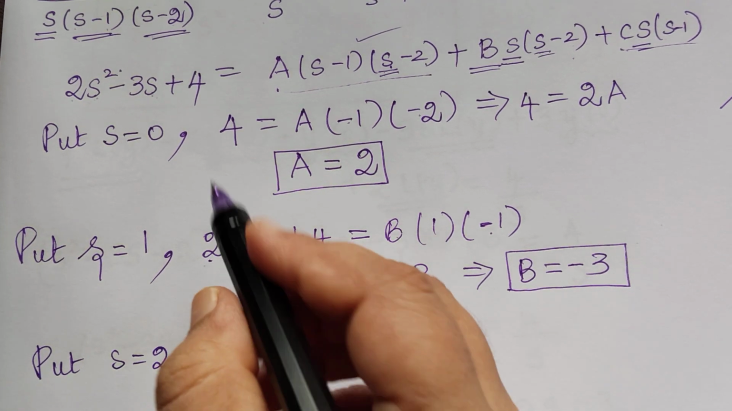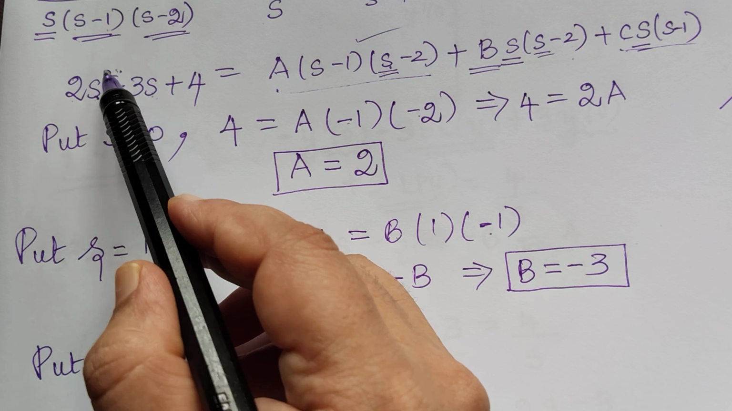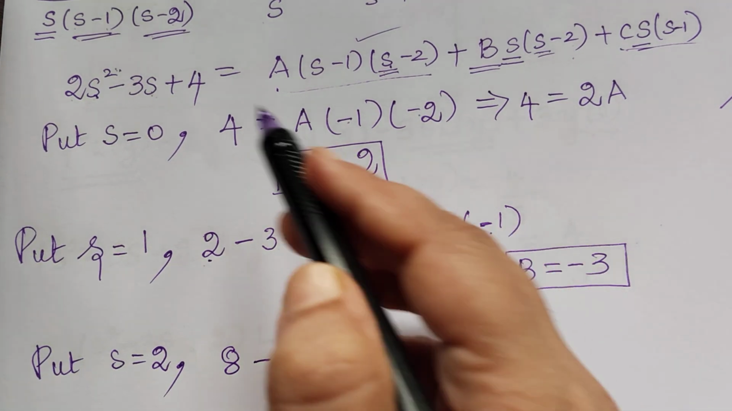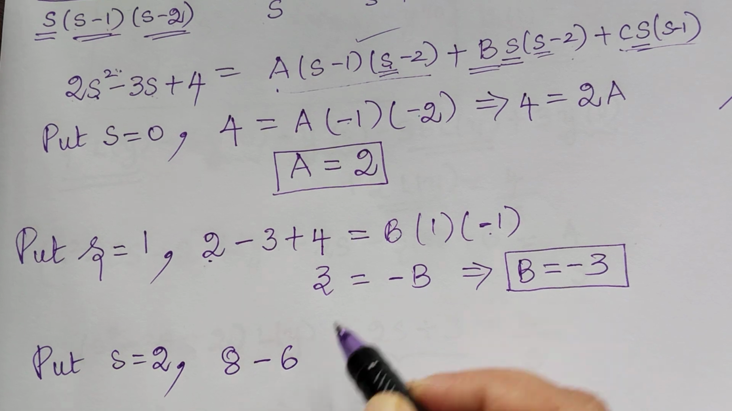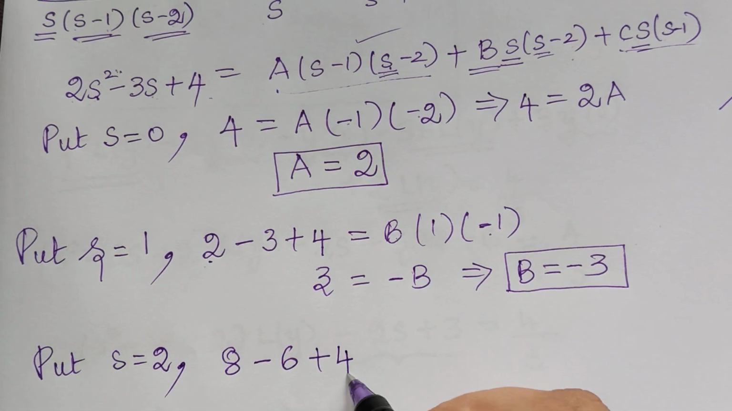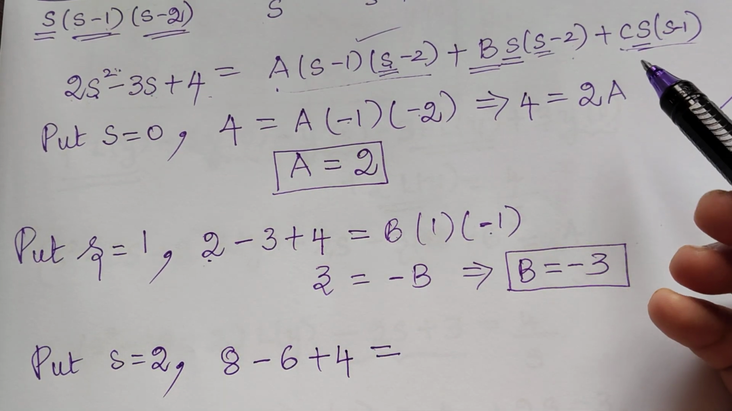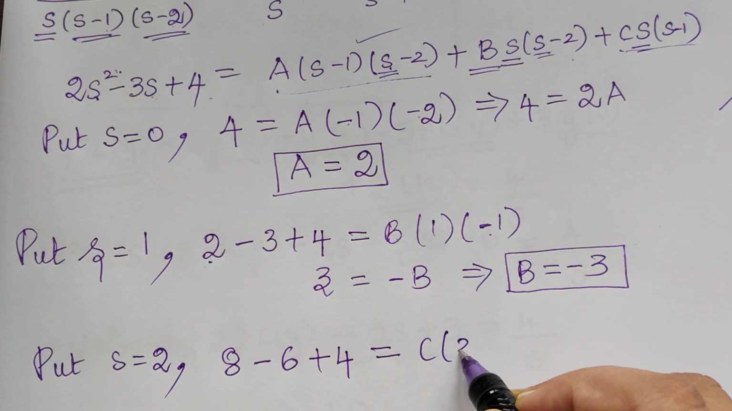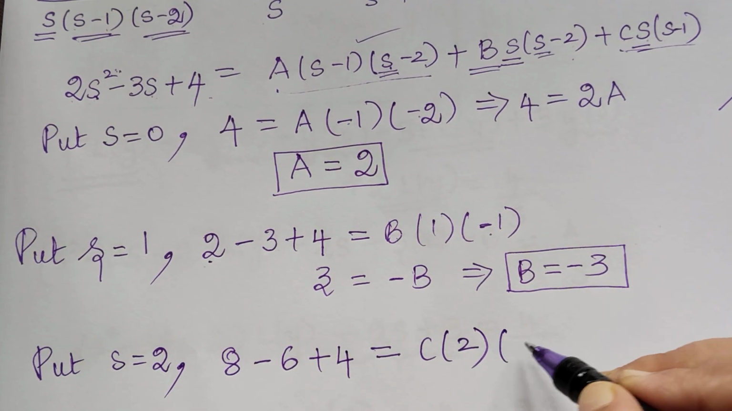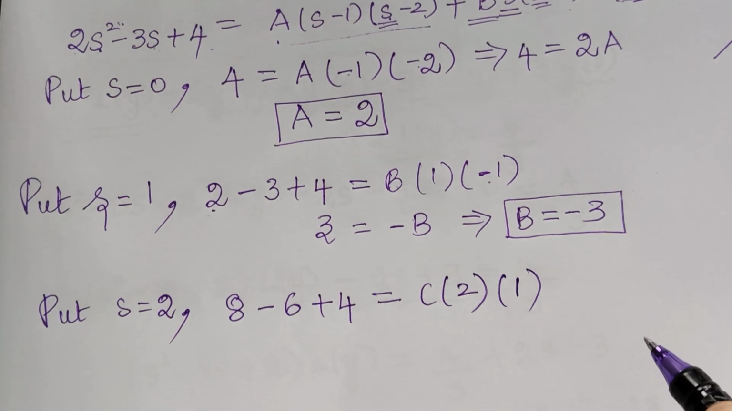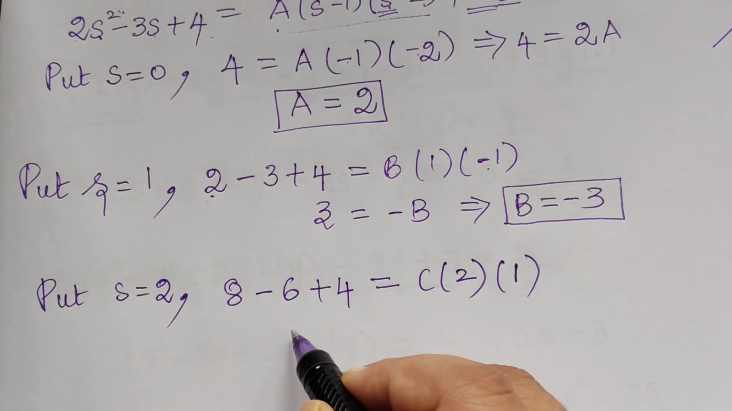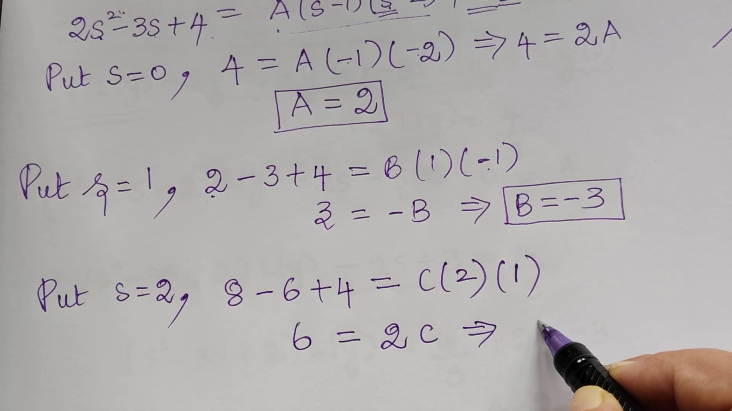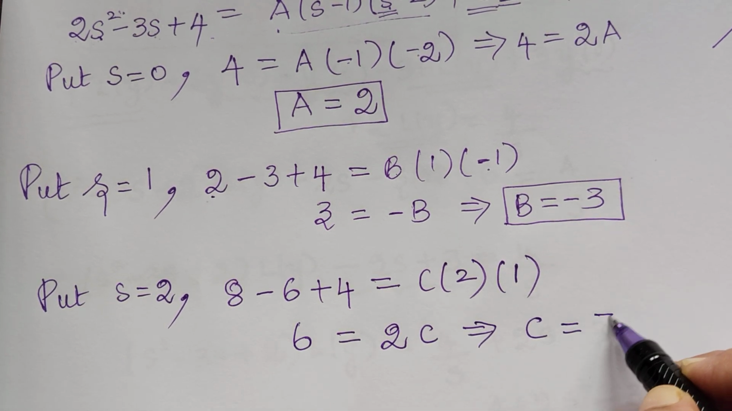So if we put s as 2, here 2 squared, which is 4, 4 multiplied with 2 will be 8, and then minus 3 2 times is 6, plus 4 is equal to 6. And then if we put s is equal to 2, these two terms become 0, and c multiplied with s, which is 2, and 2 minus 1, which is 1. So from this we get 6 is equal to 2c, and so the value of c will be equal to 6 by 2, which is 3.